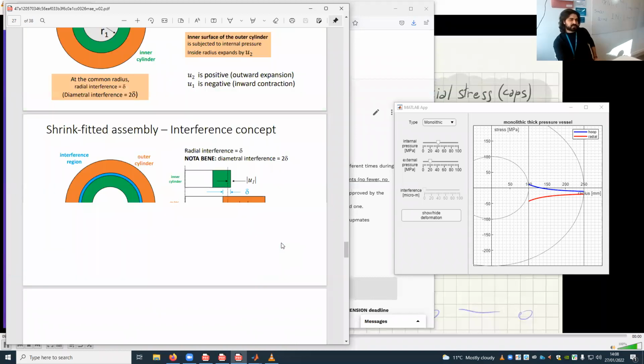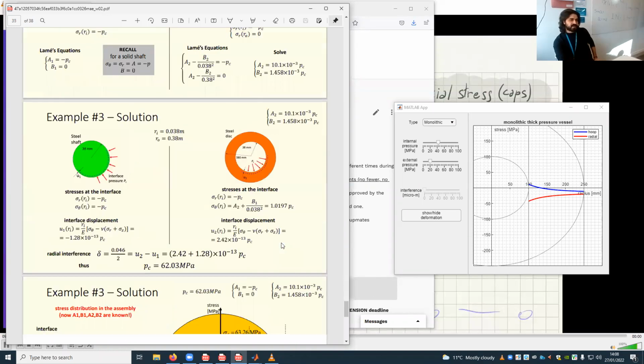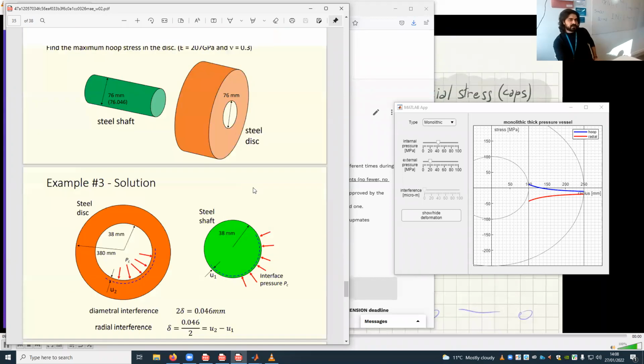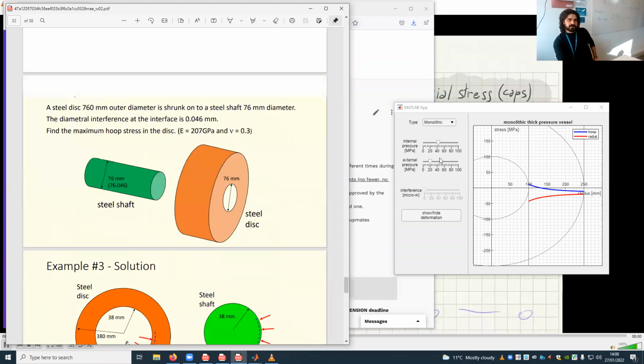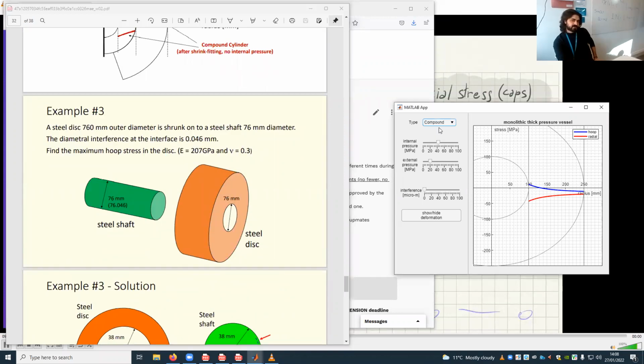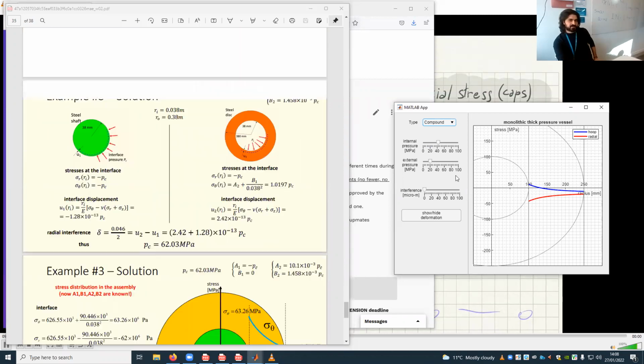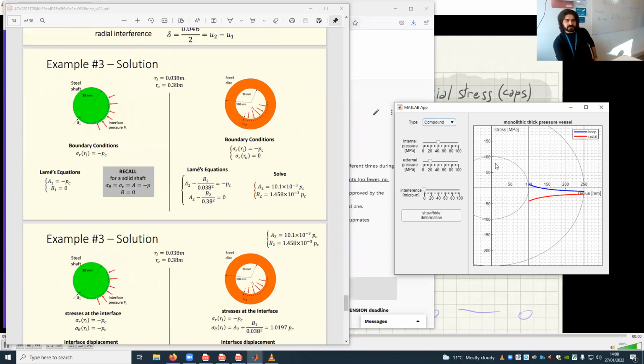And then we discussed what happens if we have a contact pressure, or compound pressure vessels. Remember, we have a contact pressure here, so we have two of these distributions, and the two of them exhibit a jump in the hoop stress and a kink in the radial stress. So this is how it must be.